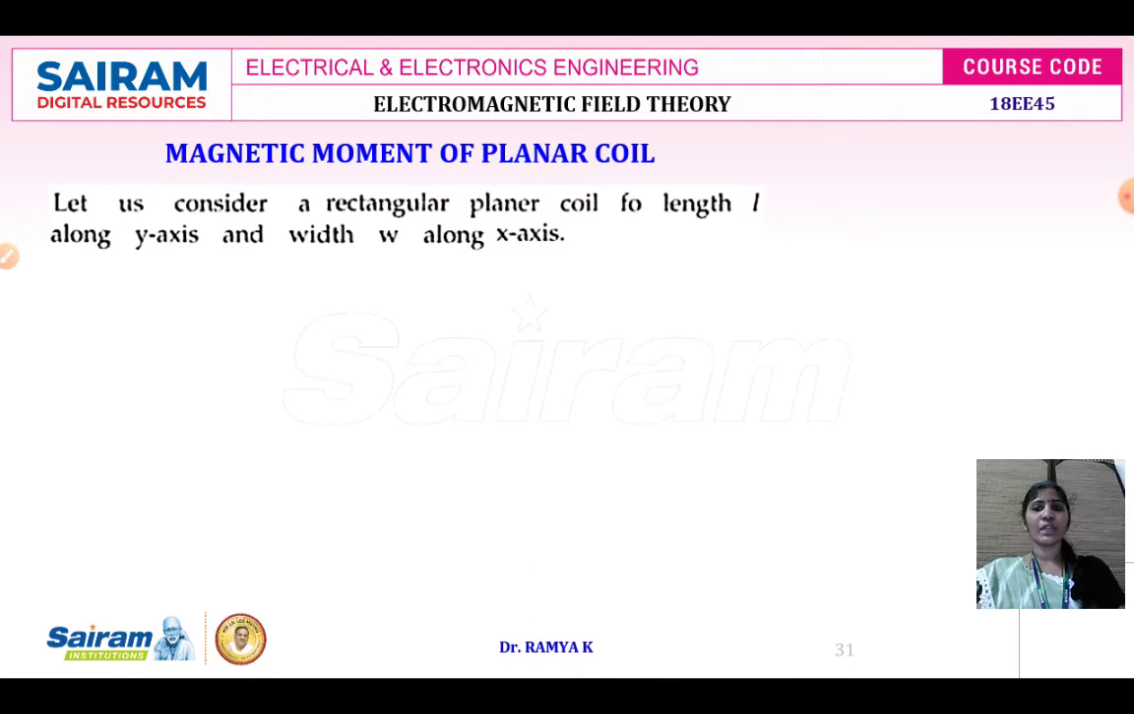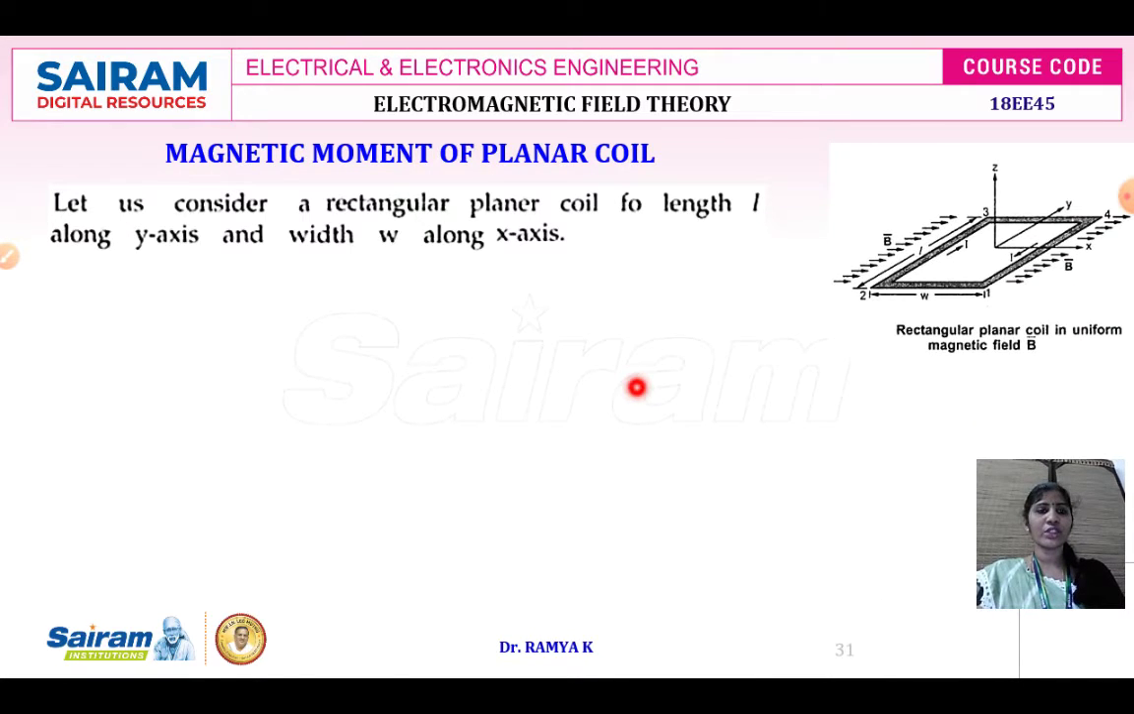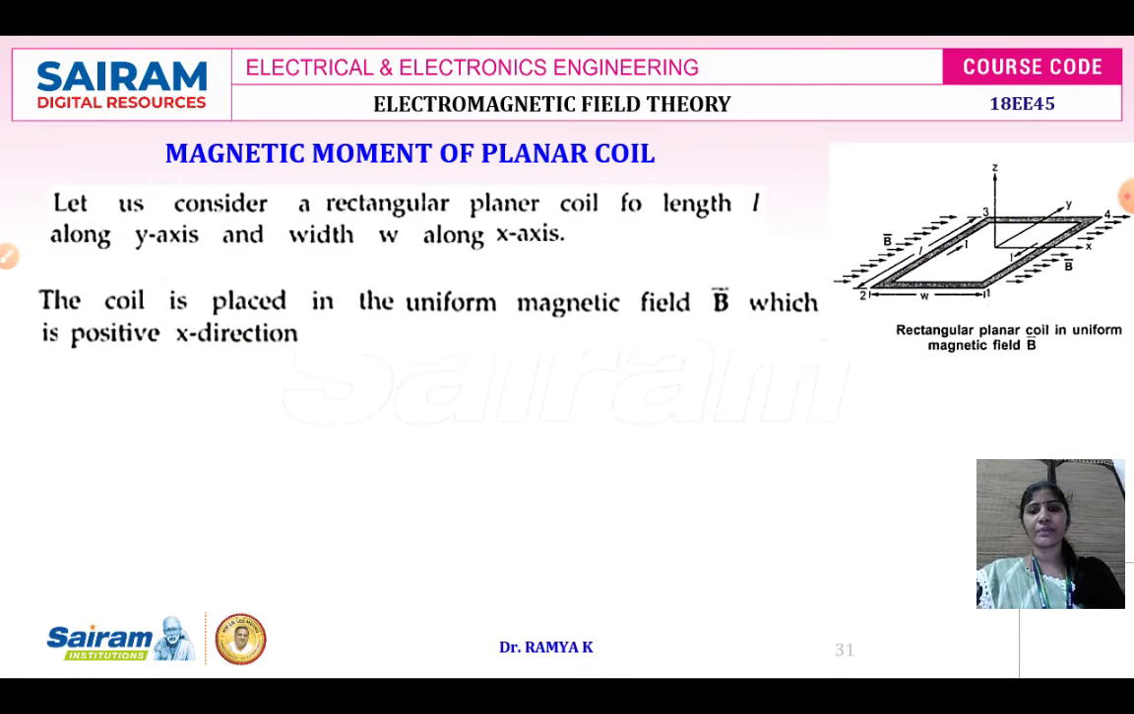Magnetic moment on a planar coil. Now let us consider a rectangular planar coil of length and width. Here we have the length of the planar coil and the width of the planar coil. Along the x-axis direction, the direction of the magnetic flux density is shown here, and the direction of the current is shown in the closed path.